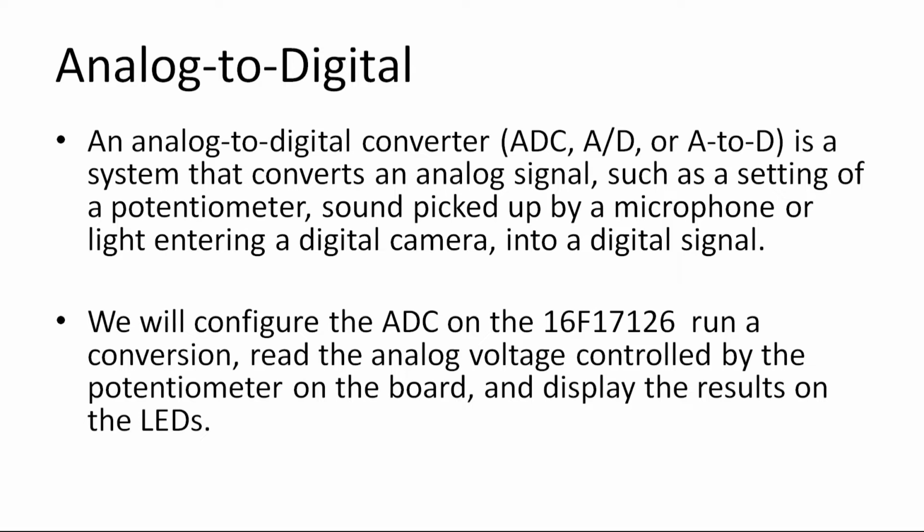So what we're going to do is configure the ADC on this particular chip. It's going to run a conversion. We're going to read that value. We're going to set some LEDs, and we're going to display. We're going to set some LEDs with the result, and then do it again.